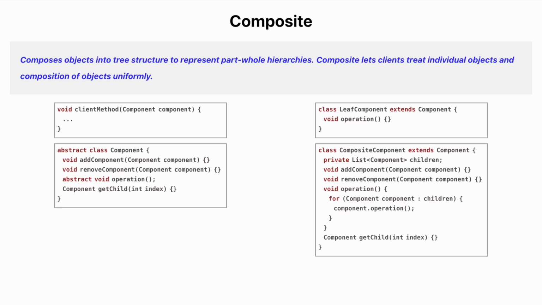Inside the perform operation method, a leaf instance will perform its specific operation, but a composite instance will iterate through all the children and call perform operation on every child. If a child is a composite instance, then the call is made for all the child's children and so on.